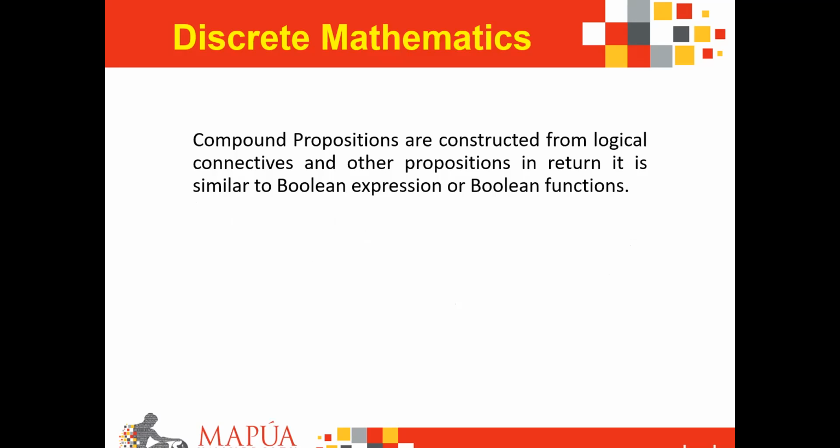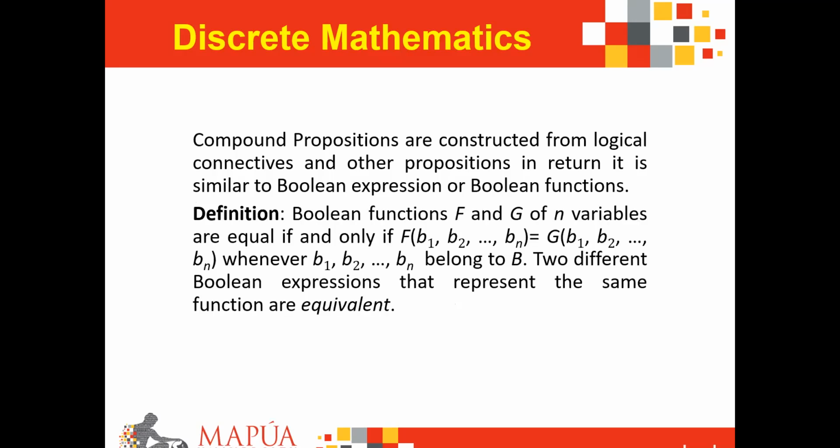A compound proposition is constructed from a particular logical connective and other propositions. In return, it is similar to your Boolean expression or Boolean function. By definition, your Boolean functions f and g of n variables are equal if and only if their corresponding functions are equal. Two different Boolean expressions that represent the same function are equivalent.